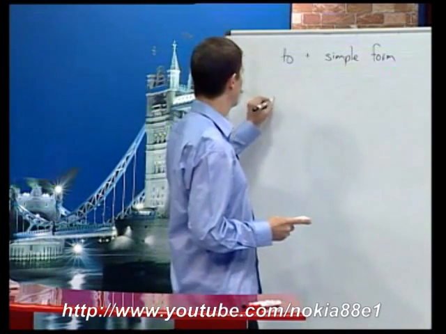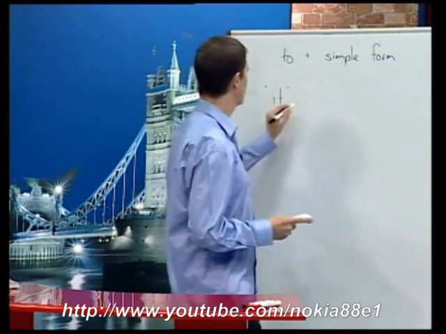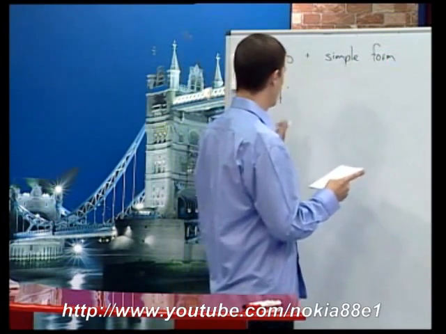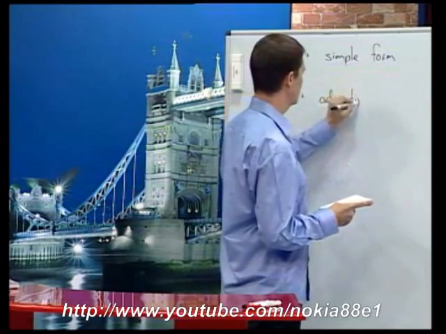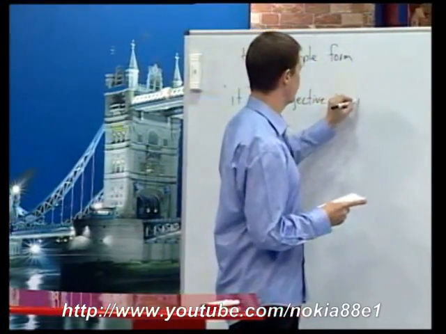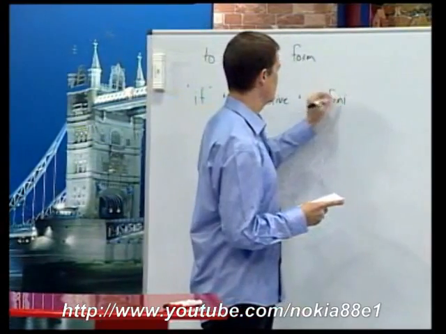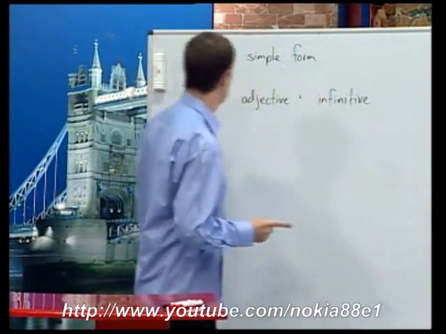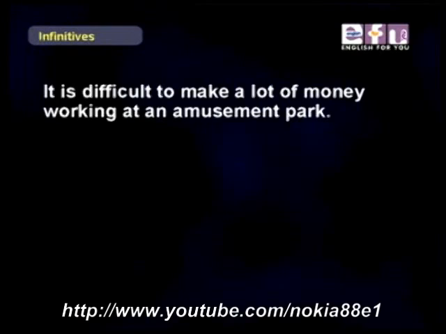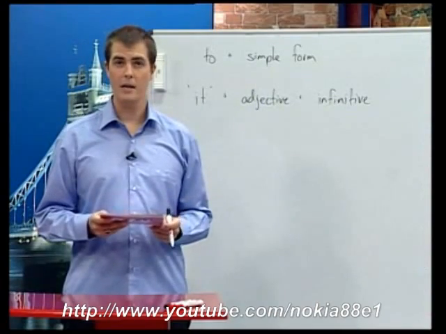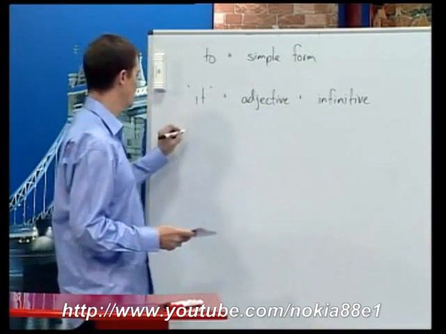So we can have it plus the adjective plus the infinitive. It plus an adjective plus an infinitive. In the first sentence, difficult is the adjective. It is difficult to make a lot of money working at an amusement park. Infinitive to make follows. Put this on the board.